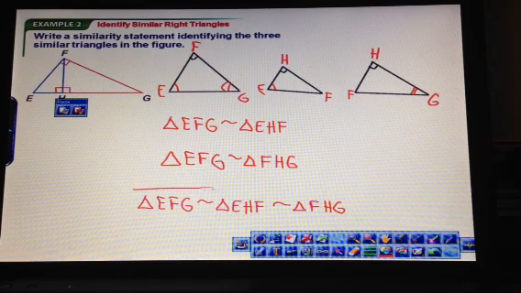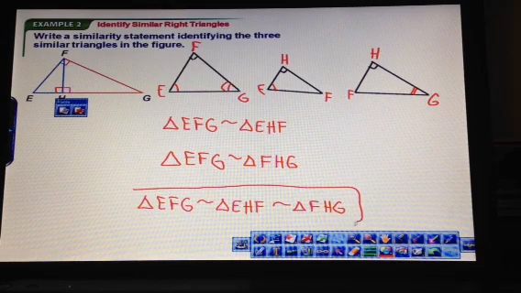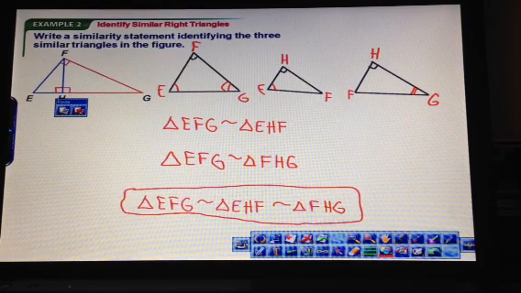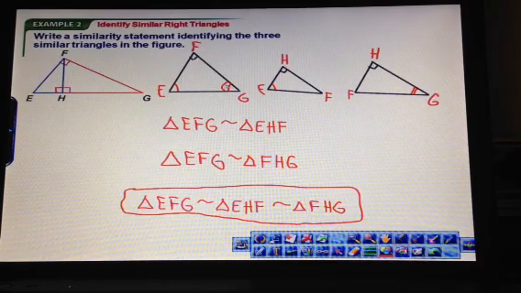So we have written a similarity statement identifying the three similar triangles in the figure. This will work every time. Every time you have the altitude drawn from the hypotenuse to the right angle in a right triangle, it will form three similar triangles.